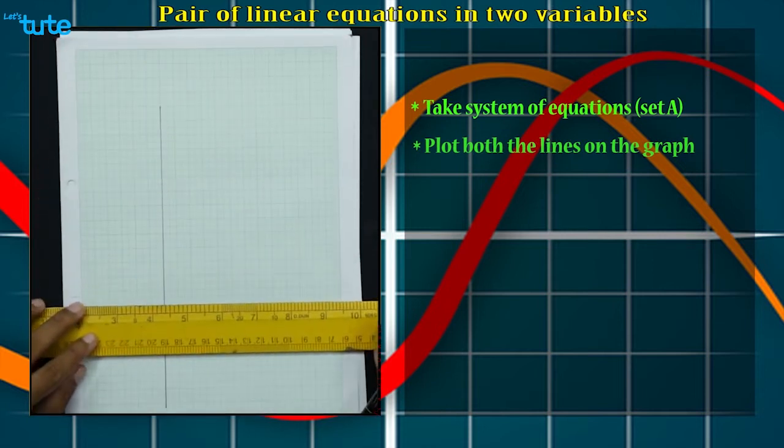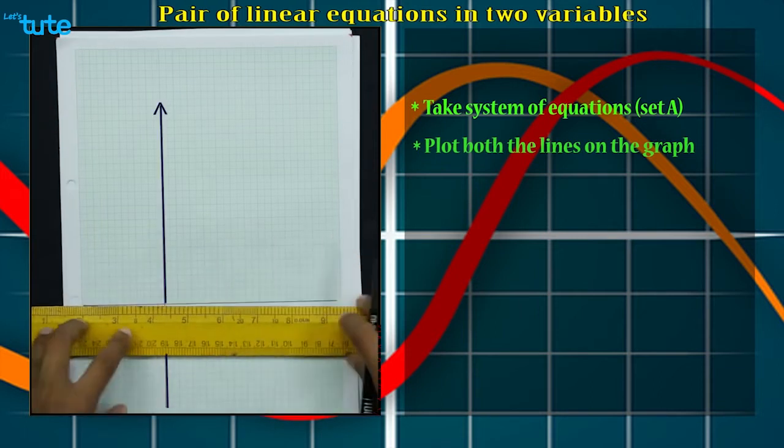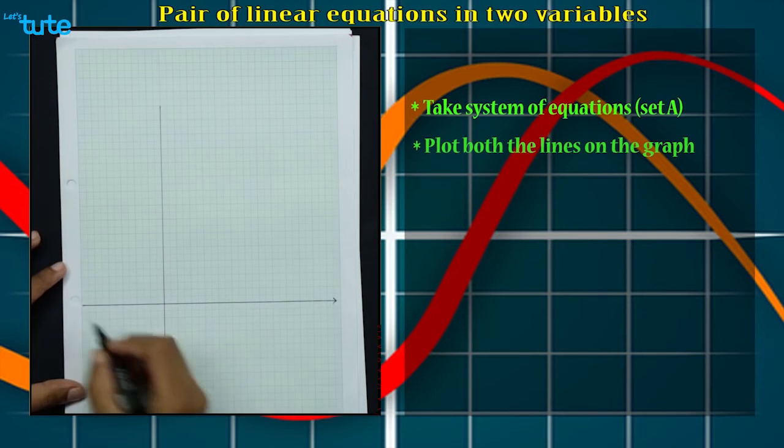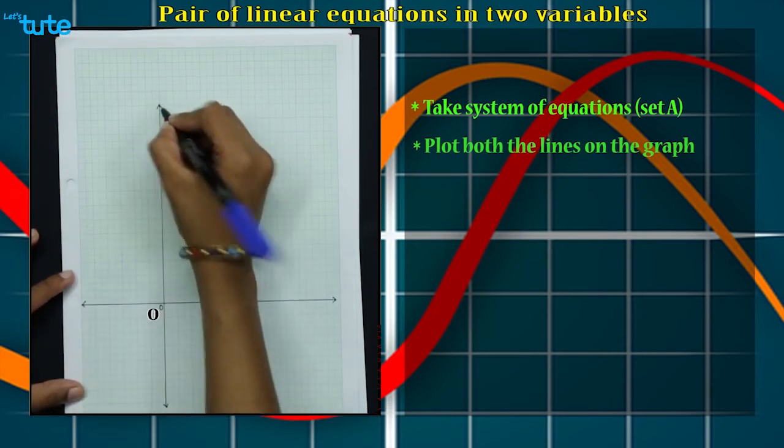Now, with the x and the y axis, we can start plotting the numbers, starting with 0 at the point of intersection. Let us name the axis.